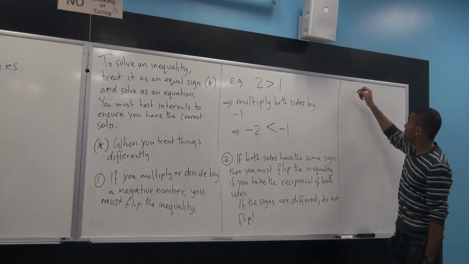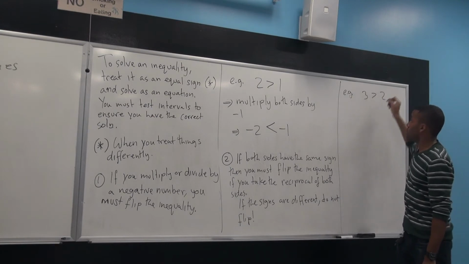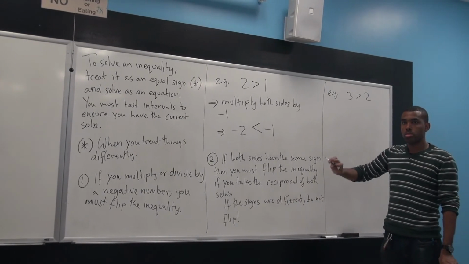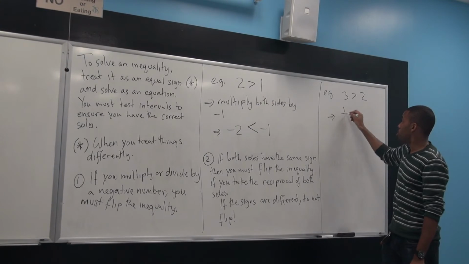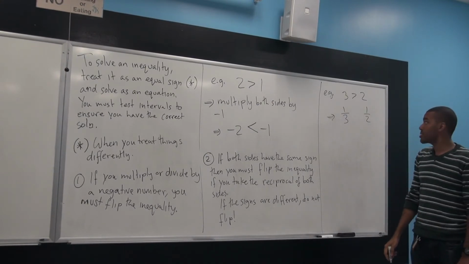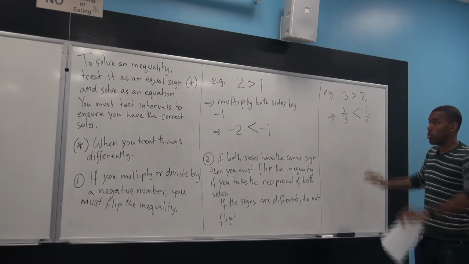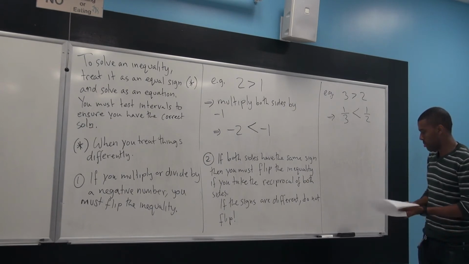For example, 3 is greater than 2, right? You know what reciprocal means? Upside down, you put 1 over, right? So this means 1 over 3 and 1 over 2, how do those relate? You actually have to turn it around. If I flip both sides, they're the same sign, I have to turn the sign around.